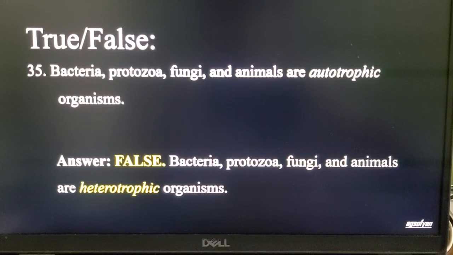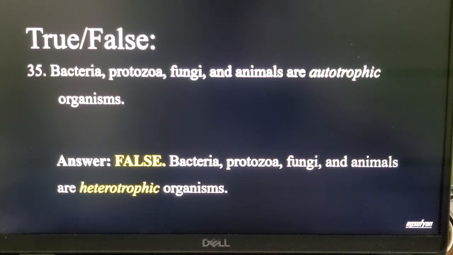Auto means self, trophic means food. Only organisms that have chloroplast are able to perform this autotrophic activity, which is photosynthesis. So plants and algae. Bacteria, protozoa, fungi, and animals do not have chloroplast, so they are not autotrophic. What do we call them? We call them heterotrophic. Hetero means other, trophic means food.